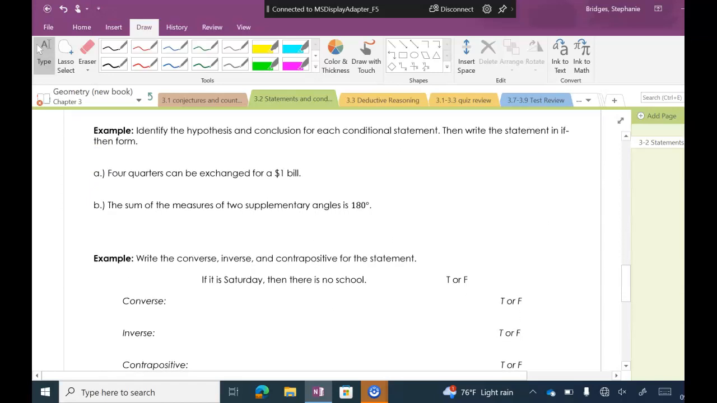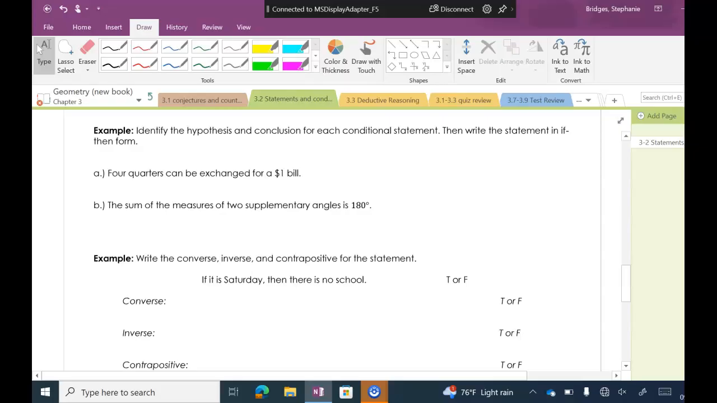Okay, these are written in a little bit of a different form. It's asking us to identify the hypothesis and the conclusion, but it's not written in an if-then form, so we're going to have to change it. Some of these you can go either way. Some of them you have to just be very careful with.